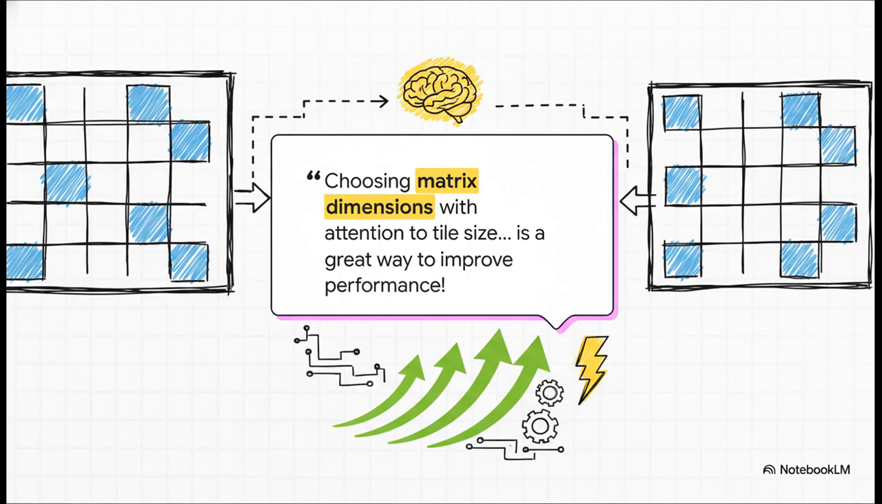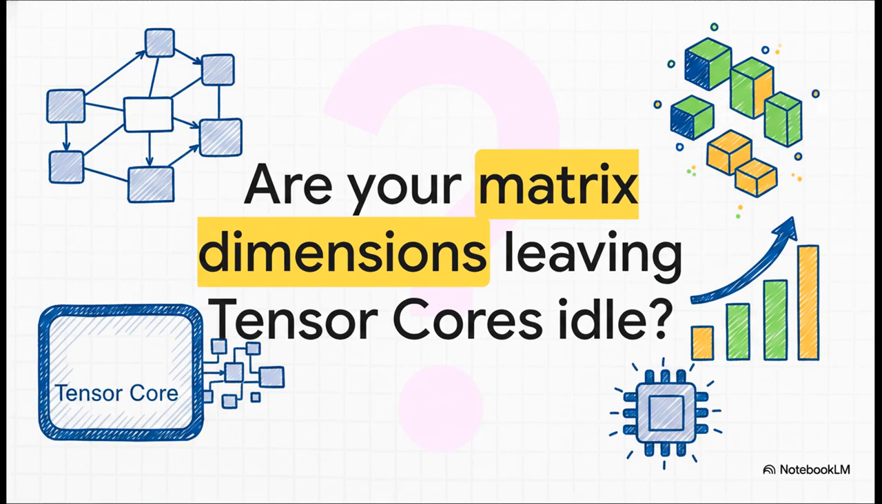Choosing matrix dimensions with attention to tile size and SM count is a great way to improve performance. You, as the developer and engineer, hold the direct power to eliminate this wasted work simply by selecting careful, hardware-friendly dimensions. So I'm going to leave you with a bit of a provocative challenge as we wrap up today's explainer.